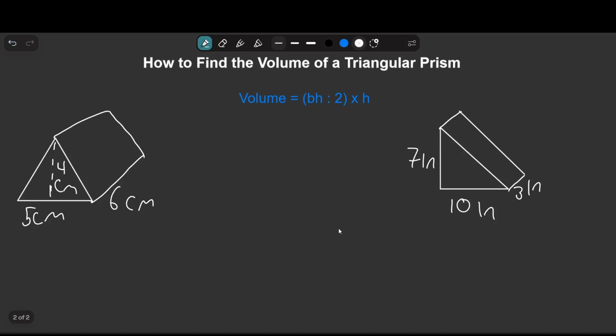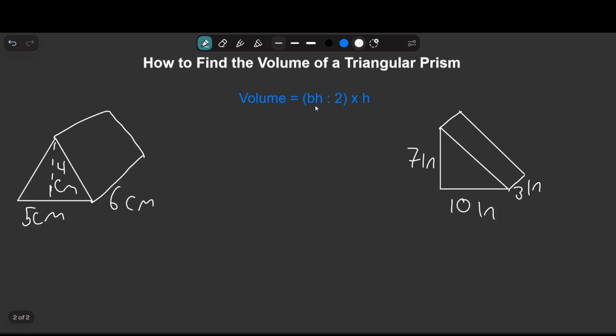Now remember, the volume is the amount of space an object takes up. And for any prism we can use the formula the area of the base times the height. So again, the volume for any prism is the area of the base times the height. That B, right over here, means the area of the base, and that H stands for height.